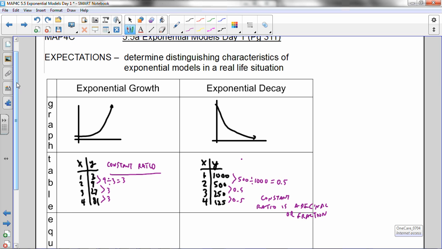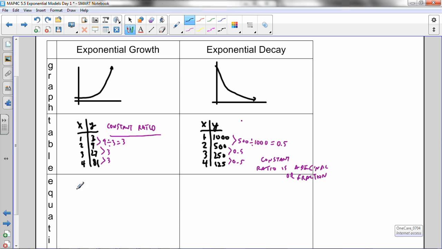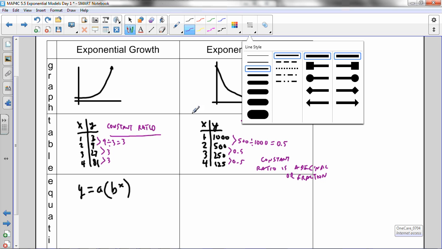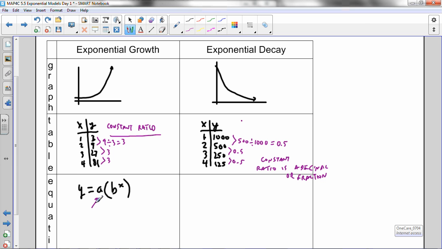Well, what does the equation look like? I don't know if you remember this, but it kind of looks like this. And what are these things? Well, A is the initial amount. And B is the base, and it's also the common ratio.